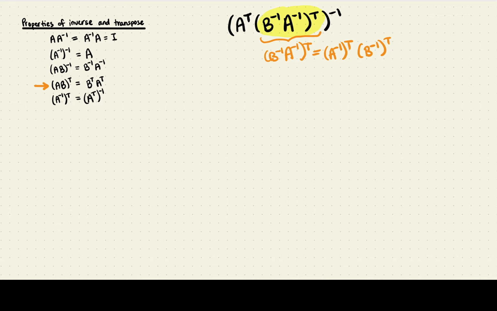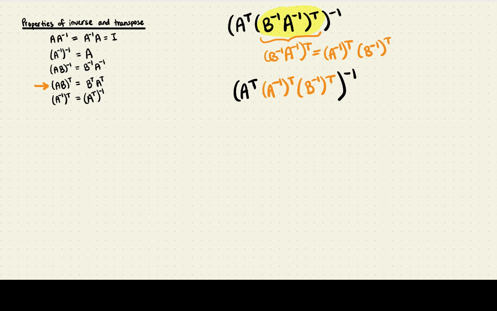All right, so let me rewrite the original problem again. So we still have A transpose over here on the left. That's from that guy there. And now, instead of the highlighted portion, now we have A inverse transpose times B inverse transpose, and then we still have the parentheses and the inverse on the outside.